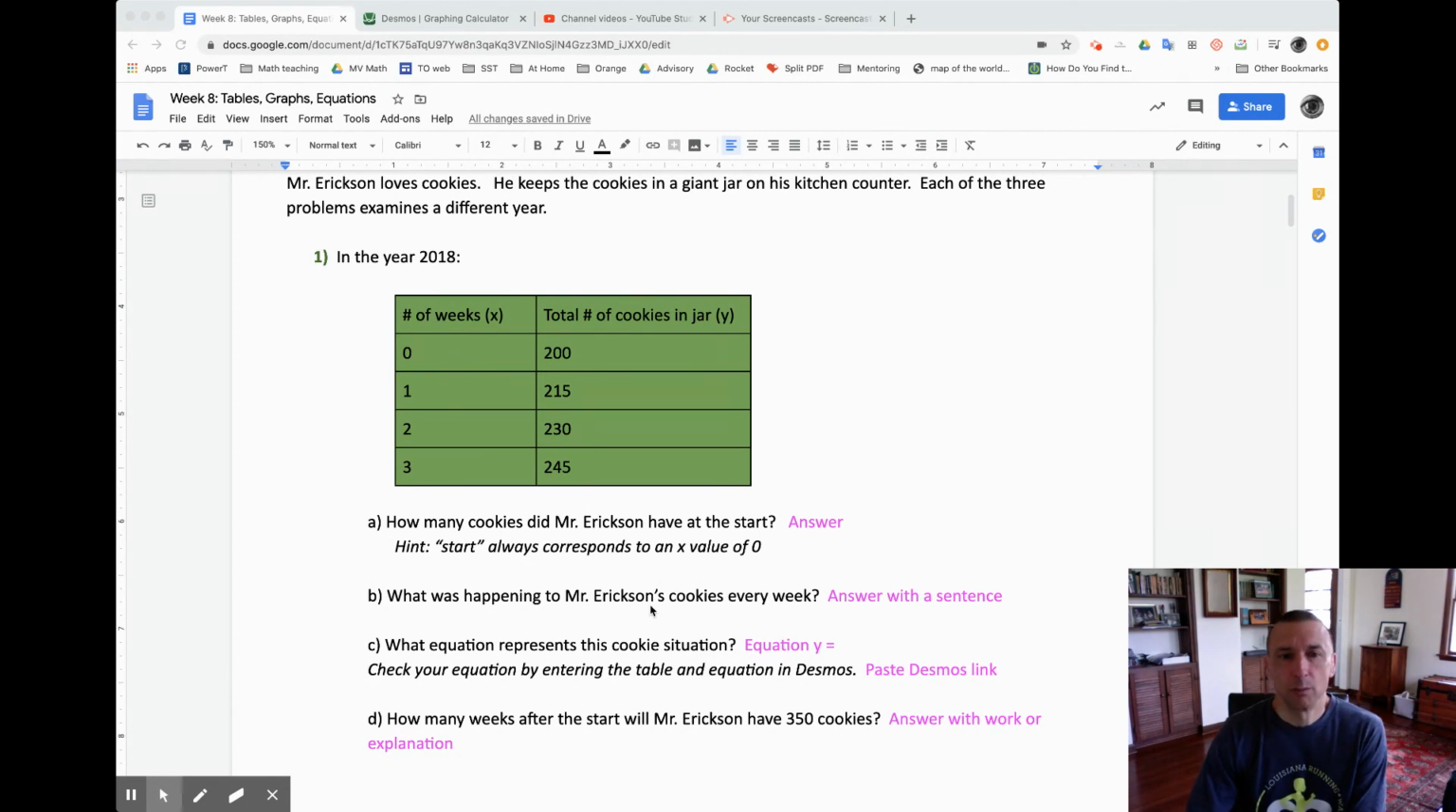What was happening to Mr. Erickson's cookies every week? Well, look at the pattern. Here are weeks happening. Here's the first week, second week, third week. What continues to happen as a pattern to the number of cookies? Am I eating cookies so the jar is getting smaller, or am I gaining cookies? I'm putting cookies in the jar. What is happening? To make an equation that represents this situation, we're going to use Desmos.